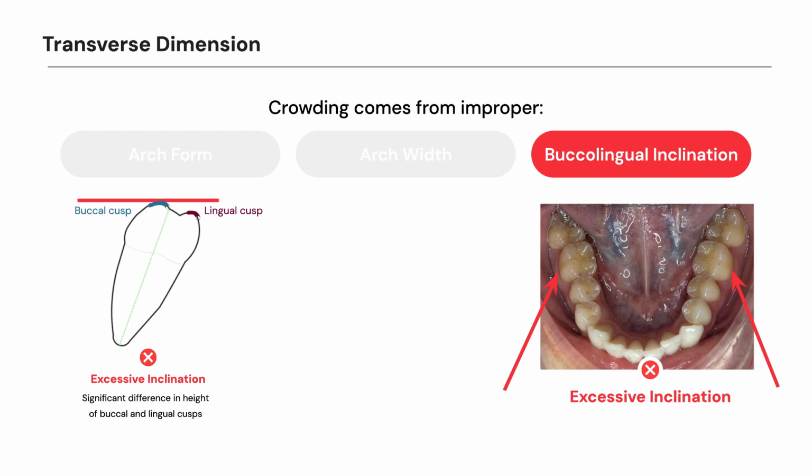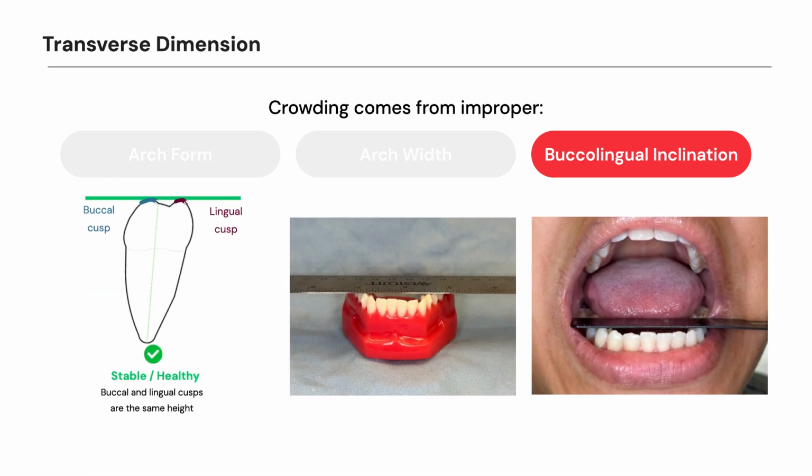When we look at the buccolingual inclination, we like to see that there's very little difference between the height of both the buccal and lingual cusps on these teeth. If they're relatively even, then we know that the tooth is probably vertical or axial in its presentation, and it's going to be able to absorb the forces as best as possible.